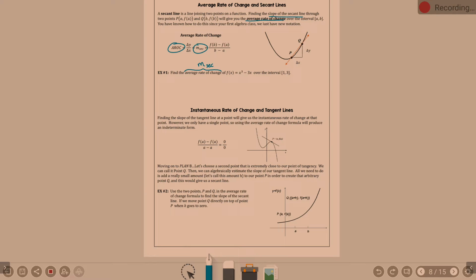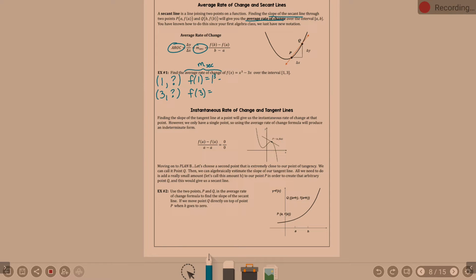Now, what do we know? My x values are 1 and 3. So I need to know 1 comma something and 3 comma something. How do I find my somethings? You plug in 1 for x and you plug in 3 for x. You plug it into the equation. So I'm going to write this as f of 1 and f of 3. Trying to use proper terminology here.